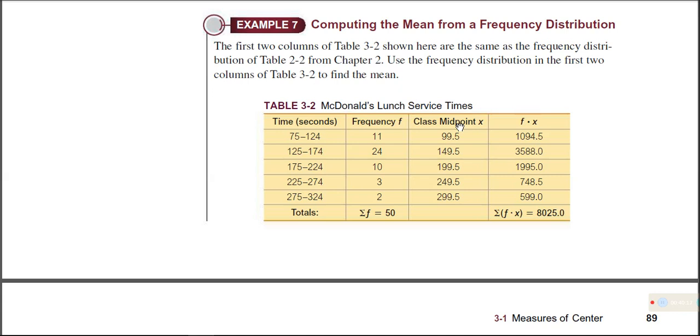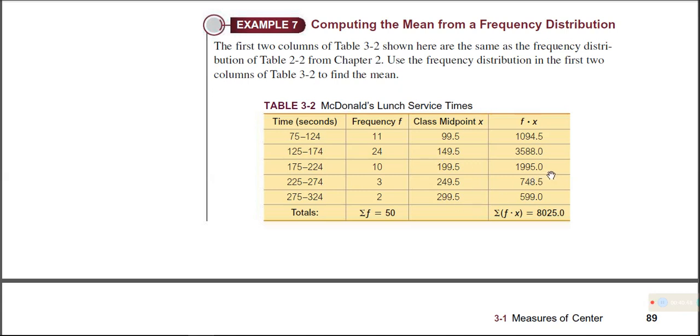I-try nyo, kuha kayong calculator. 11 times 99.5. That is 1,094.5. Check natin yung pangalawa. 24 times 149.5. Okay, that is 3,588. But may point zero dito para uniform na lahat sila nasa tenths. Next, 10 times 199.5.